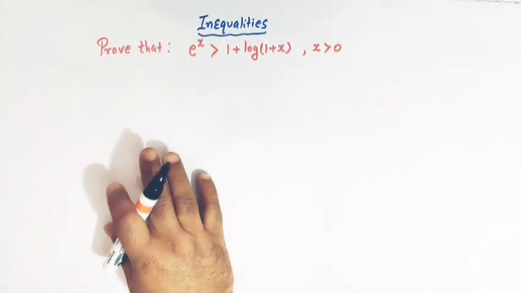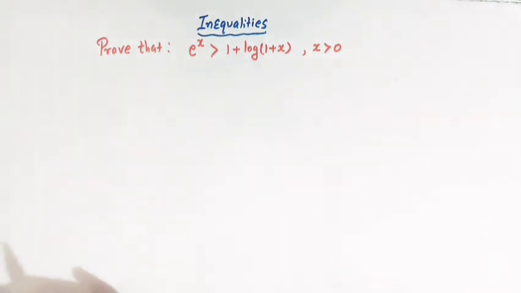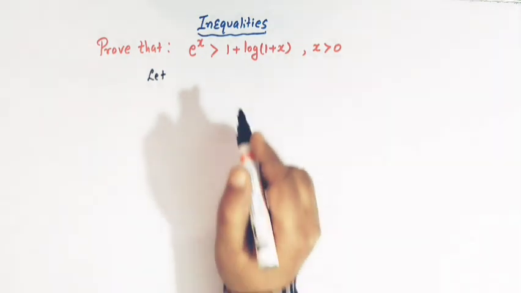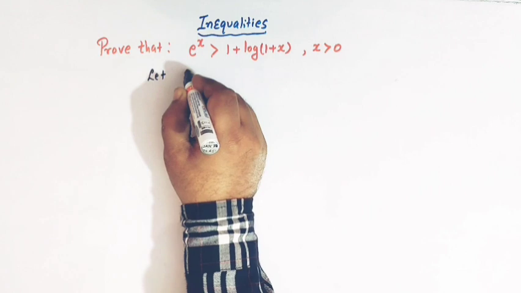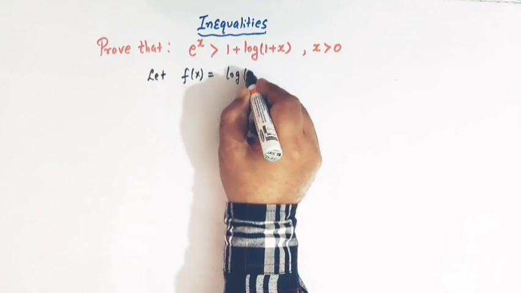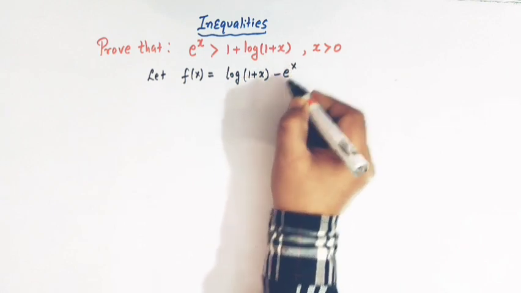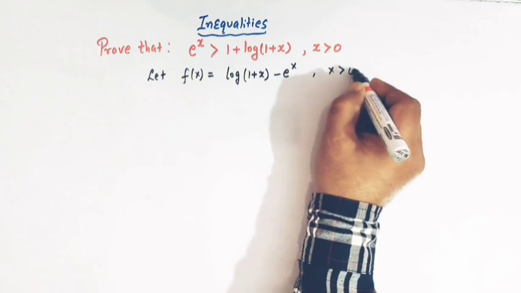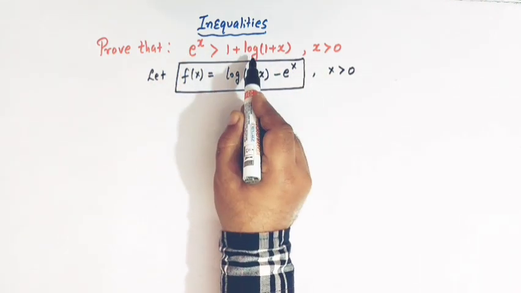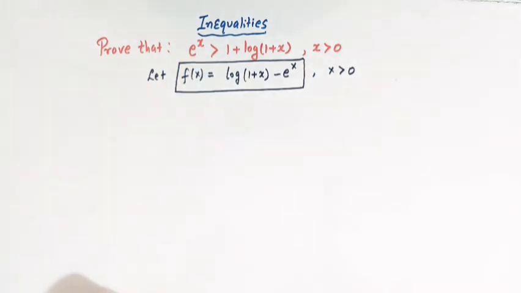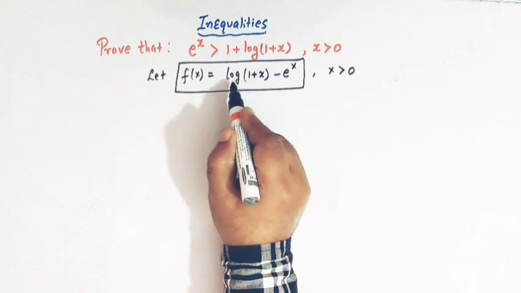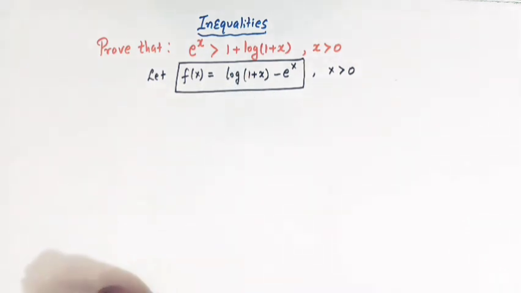So to prove this inequality, the first step is to assume an appropriate function, right? So here we'll frame a suitable function with the help of this given inequality. So let us assume that f of x is a function which is log of 1 plus x minus e raised to x, where x is greater than 0. So the first step is to form a suitable function with the help of the terms which are given in the inequality to be proved. So we'll take f of x is equal to log of 1 plus x minus e raised to x, right? And remember here this log function is the natural log.